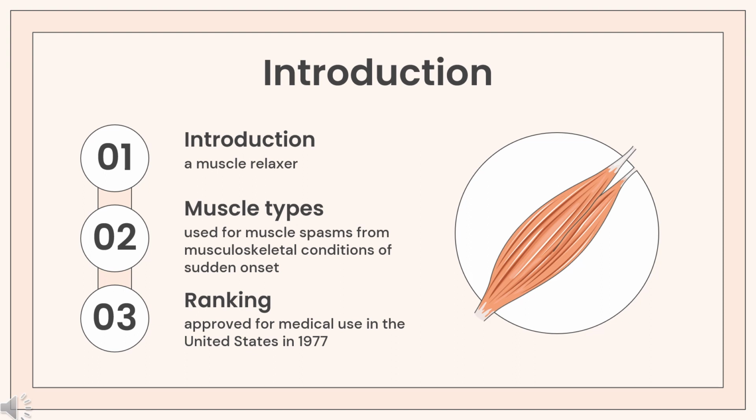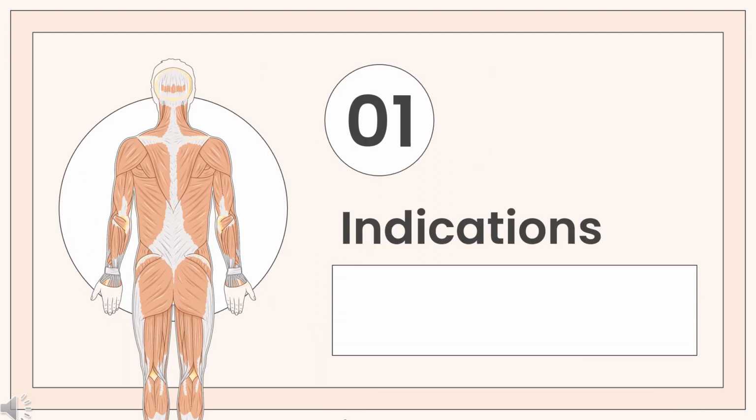Cyclobenzaprine was approved for medical use in the United States in 1977. It is available by prescription as a generic medication. In 2020, it was the 39th most commonly prescribed medication in the United States, with more than 16 million prescriptions. It was not available in the United Kingdom as of 2012.